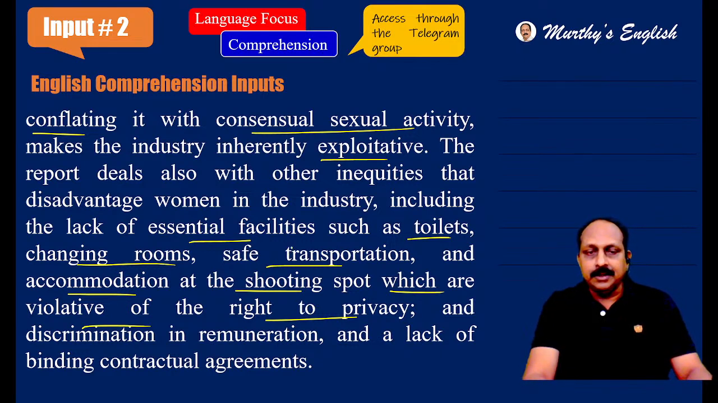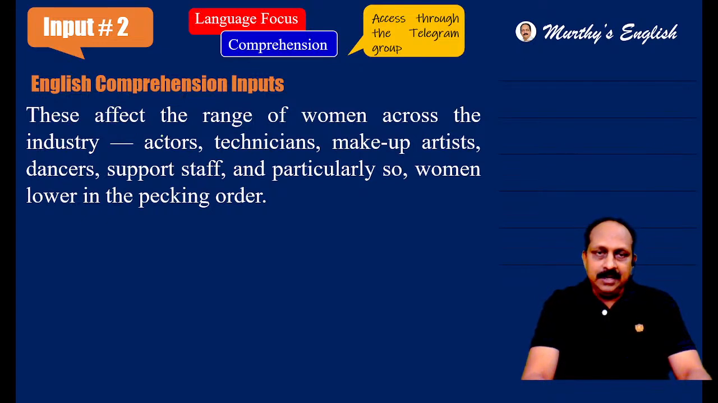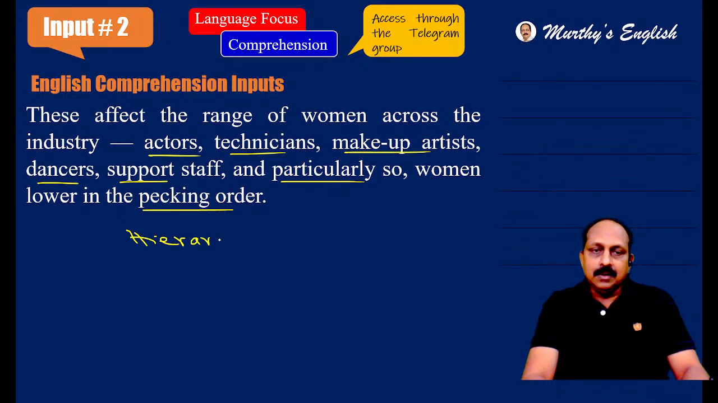They are being violated. And discrimination in remuneration, hitting below the belt, and a lack of binding contractual agreements. These affect the range of women across the industry: actors, technicians, makeup artists, dancers, support staff, and particularly so, women in the lower pecking order. Pecking order means a hierarchy. So all these are affected.